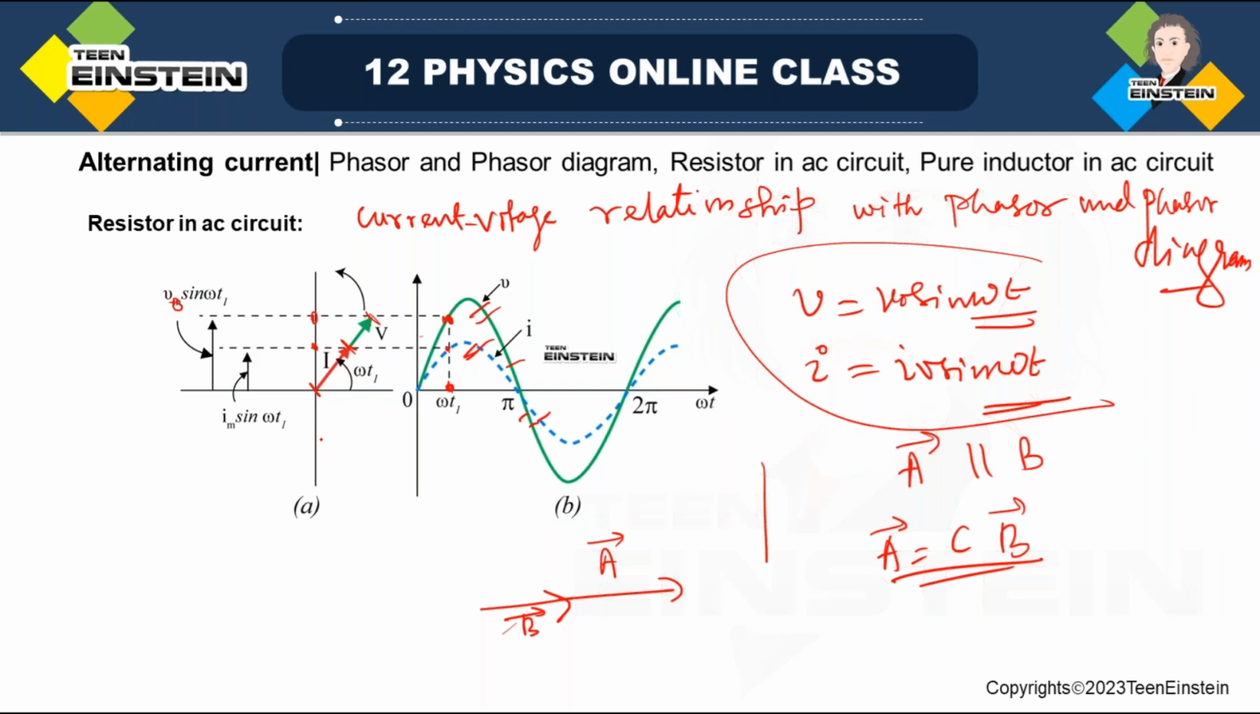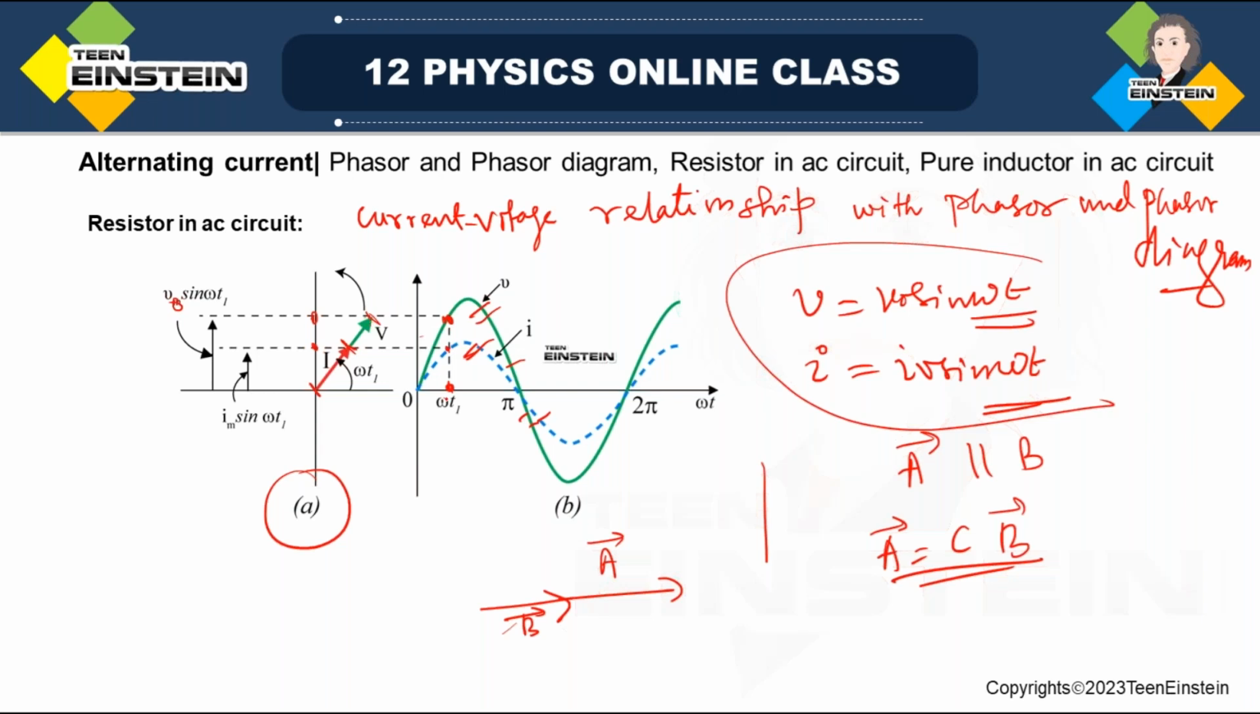And this is how the phasor diagram looks. This figure A is the phasor diagram. See how they are represented: by two rotating vectors with a proper angle. The current vector and voltage vector are parallel to each other, so they have zero angle between them.